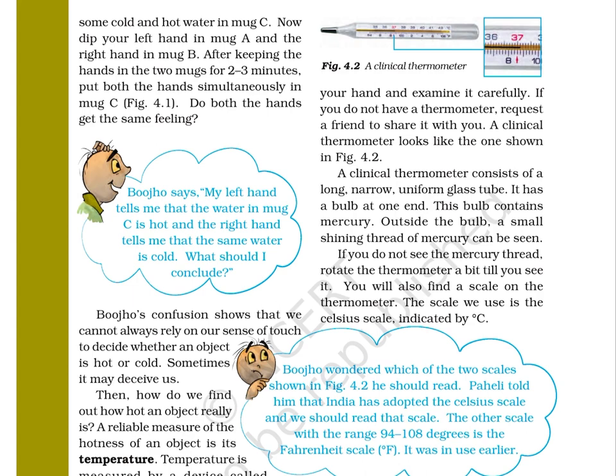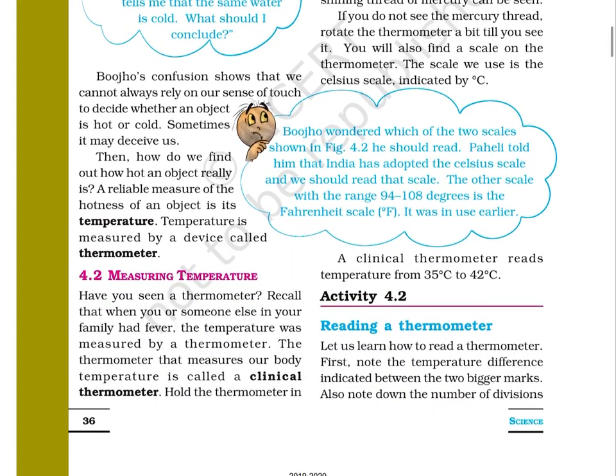Then, how do we find out how hot an object really is? A reliable measure of the hotness of an object is its temperature. Temperature is measured by a device called thermometer.